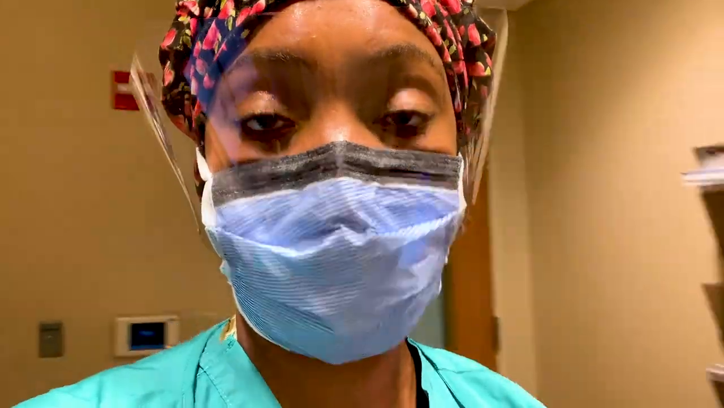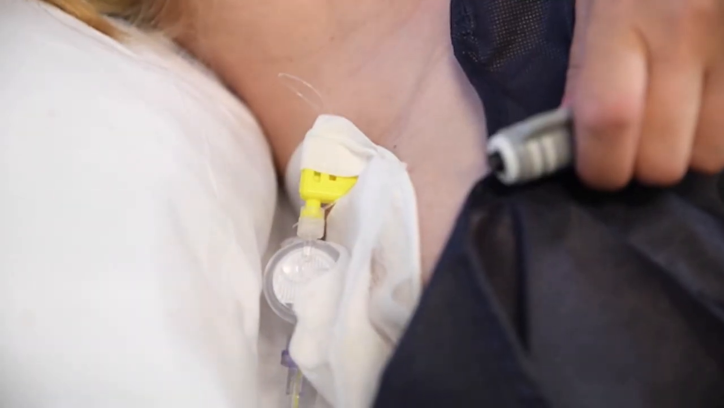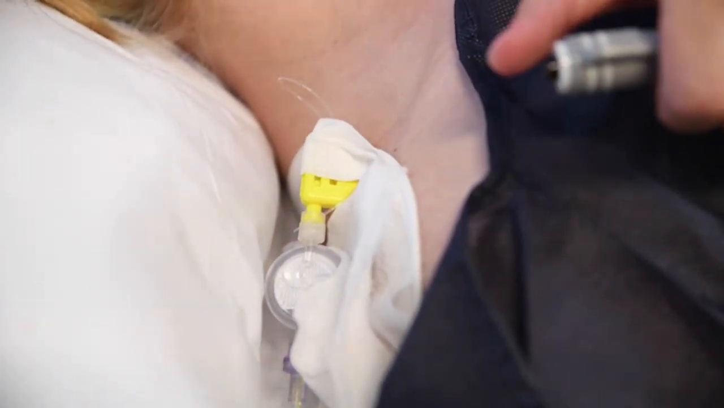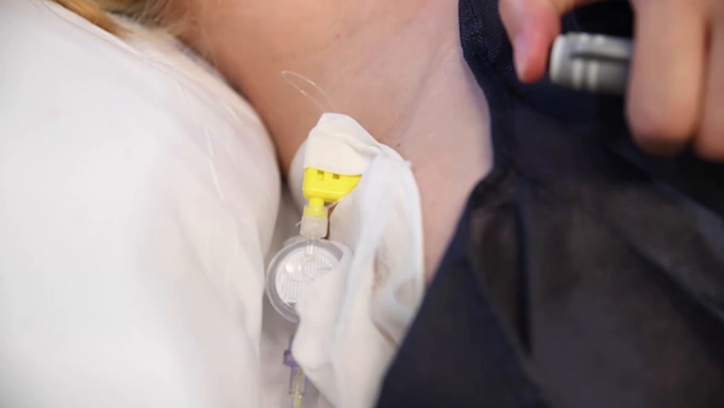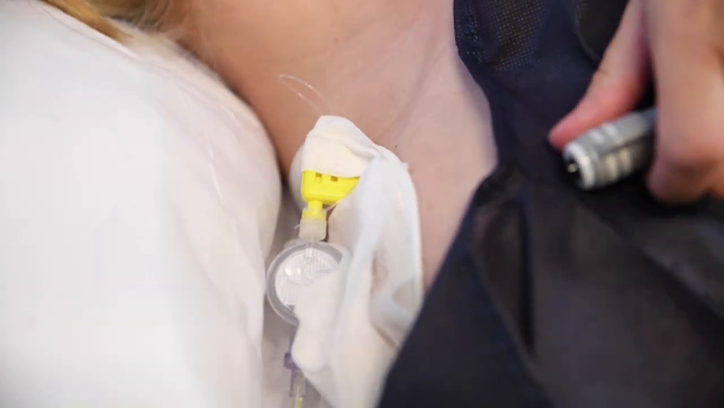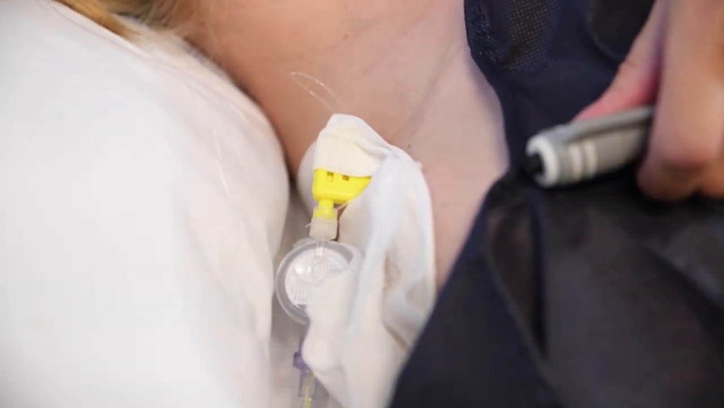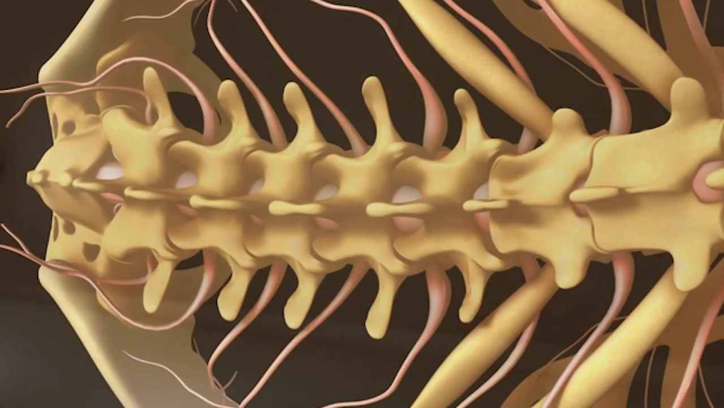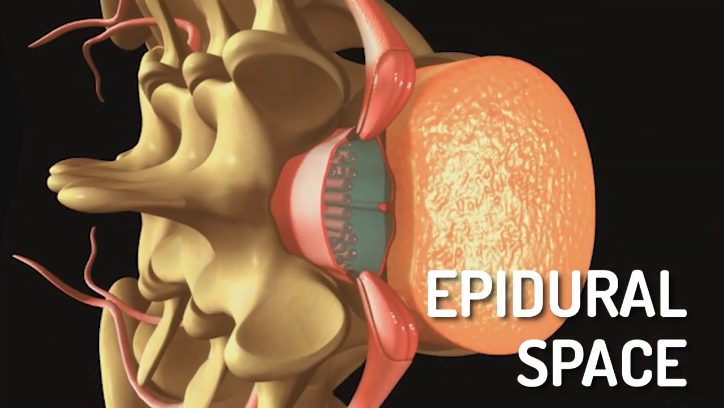Finished checking on my patients, and I just want to go through with you guys what makes up an epidural. An epidural is basically an injection of local anesthesia, and/or the placement of a catheter that will deliver local anesthesia, plus other medications sometimes, but primarily local anesthesia, into the epidural space, which is a potential space.